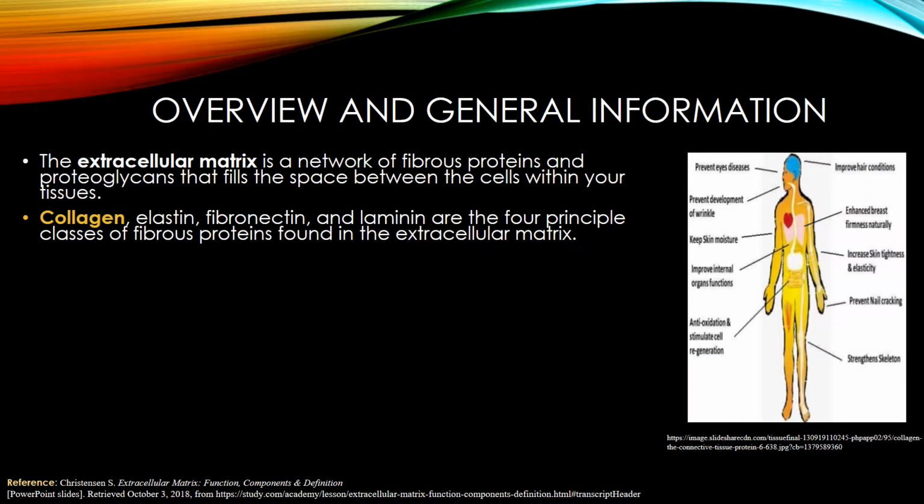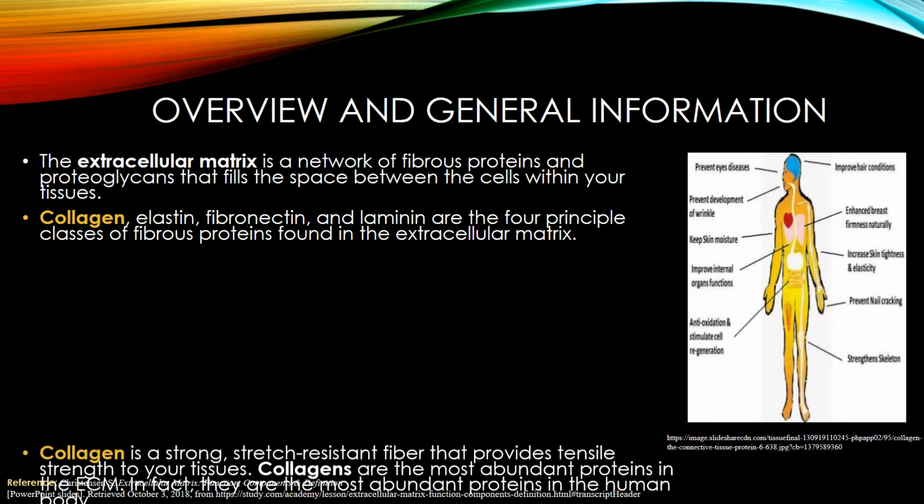The extracellular matrix is a network of fibrous proteins and proteoglycans that fills the space between the cells within your tissues. Collagen, elastin, fibronectin, and laminin are the four principal classes of fibrous proteins found in the extracellular matrix. So for this presentation, we will focus on collagen.